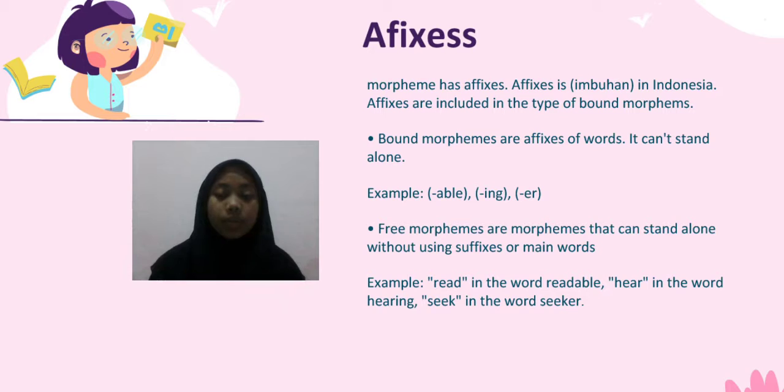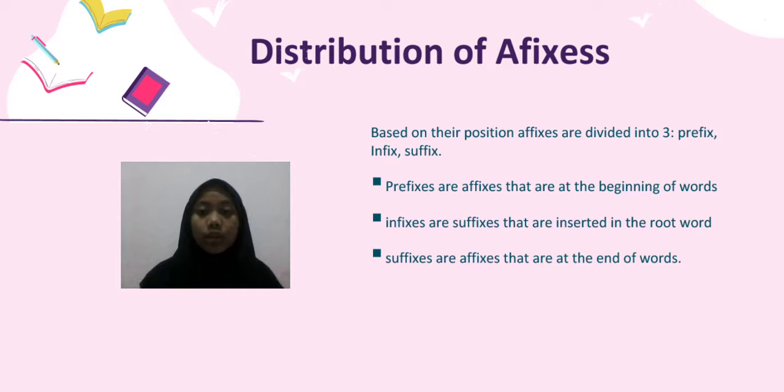Free morphemes are morphemes that can stand alone without using a suffix. For example, read in the word readable, hear in the word hearing, and seek in the word seeker. Based on their position, affixes are divided into three: prefix, infix, and suffix. Prefixes are affixes at the beginning of words. Infixes are affixes inserted in the root of a word, and suffixes are affixes at the end of words.